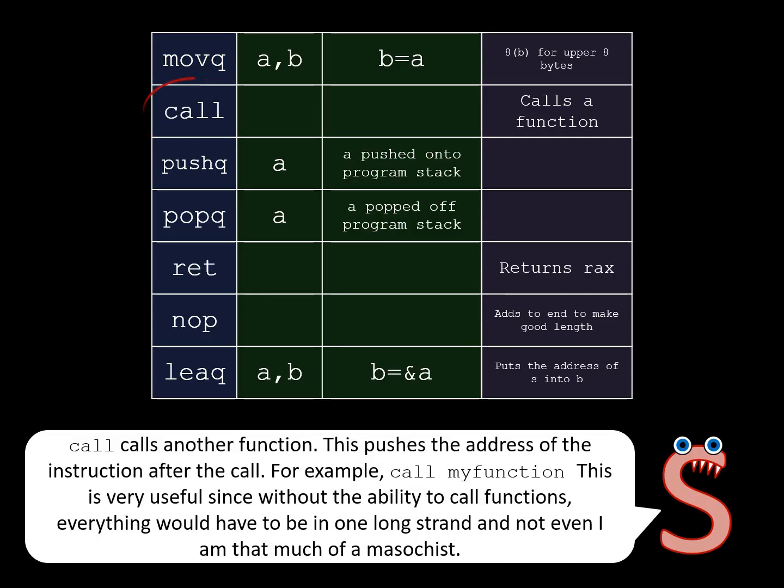Call calls another function. This pushes the address of the instruction after the call. For example, call my function. This is very useful since without the ability to call functions, everything would have to be in one long strand, and not even I am that much of a masochist.